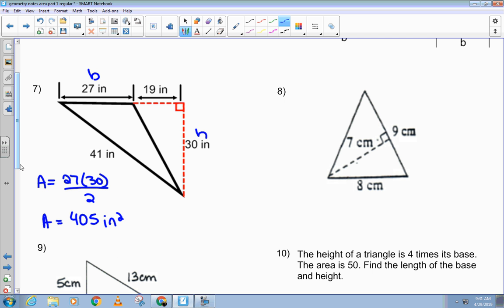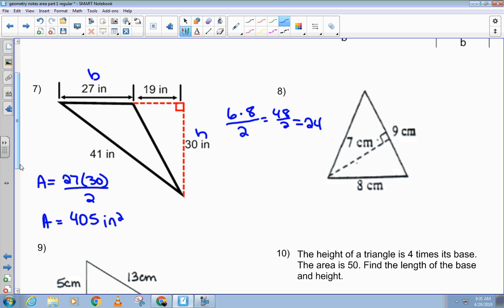Okay, 405 inches squared. Now, I want to step away from this for just a second. There's some shortcuts that people don't always think about. Let's say I had a base of 6 and a height of 8 divided by 2. To solve it, I'm showing you a shortcut here. To solve this, I could do 6 times 8, which is 48, and divide by 2, right? And that gives me 24.